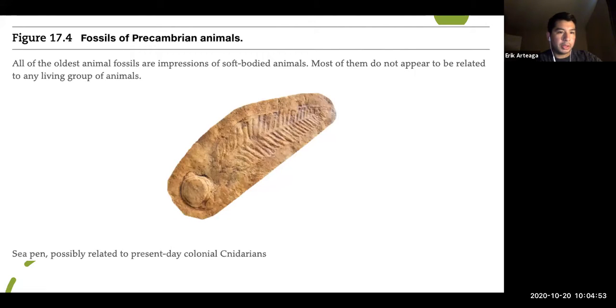All right. So all the oldest animal fossils are impressions of soft-bodied animals. Most of them do not appear to be related to any living group of animals now. So we have a sea pen, possibly related to cnidarians, right? Again, you see a lot of these very unique, very distinct organisms in the Precambrian era. This is why they refer to this as an explosion of life, because you see a large variation of organisms there, which is really important and actually really interesting.